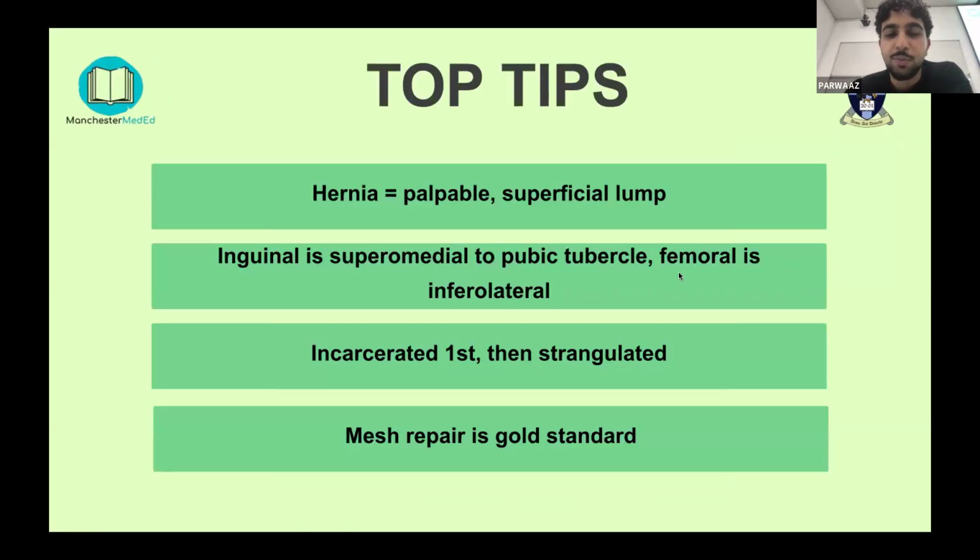So the main things to remember: a palpable, superficial lump is a hernia. Inguinal is superomedial and femoral is inferolateral. It starts off incarcerated and then becomes strangulated. And after that, you can either repair with a mesh or do a laparotomy and assess for bowel viability.